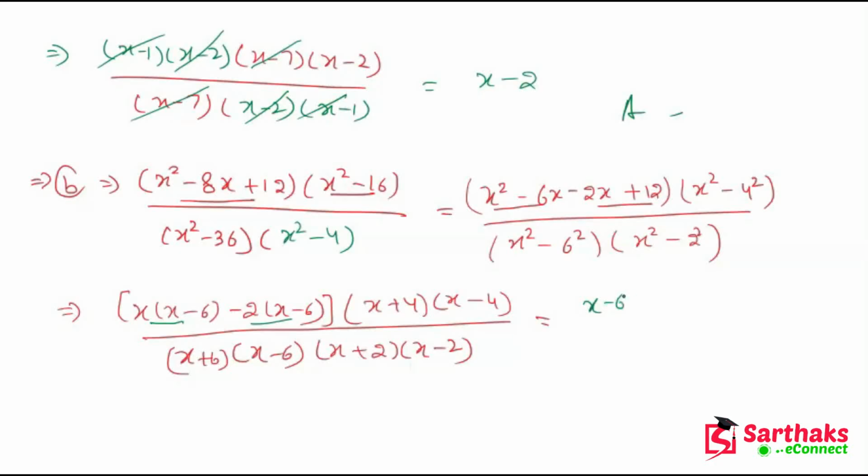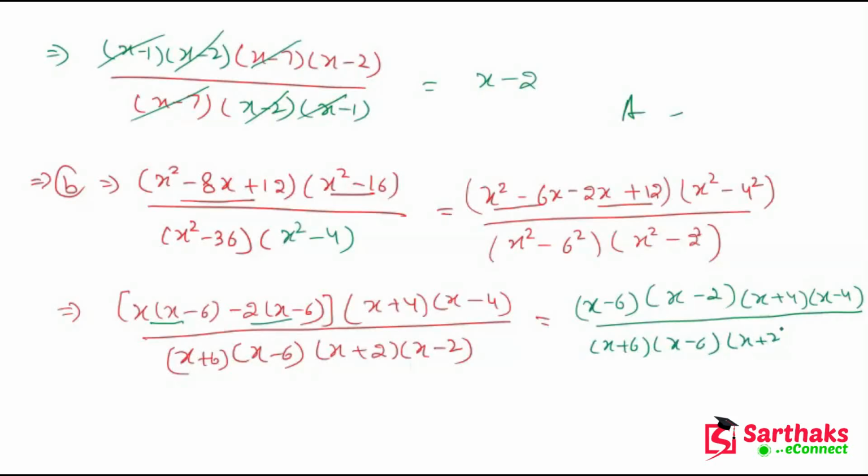so x minus 6 into x minus 2, and this will become x plus 4 into x minus 4, and it is divided by, in the denominator we get x plus 6 into x minus 6 into x plus 2 into x minus 2. Okay, so here we can cancel x minus 6 and this x minus 6, x minus 2 and this x minus 2.